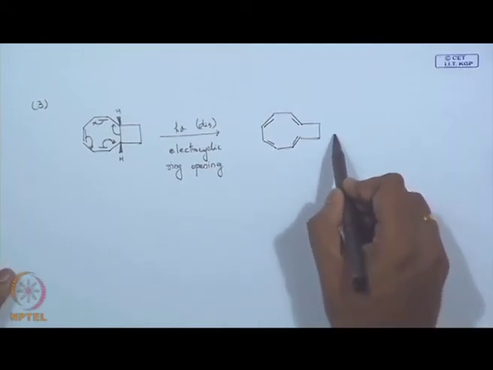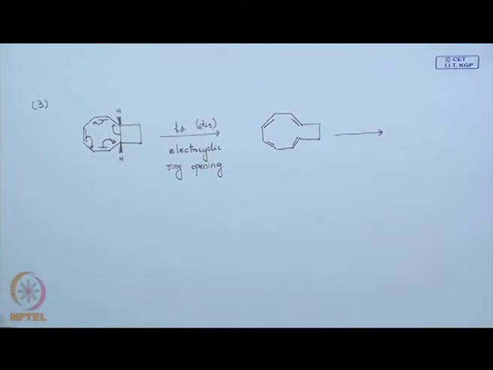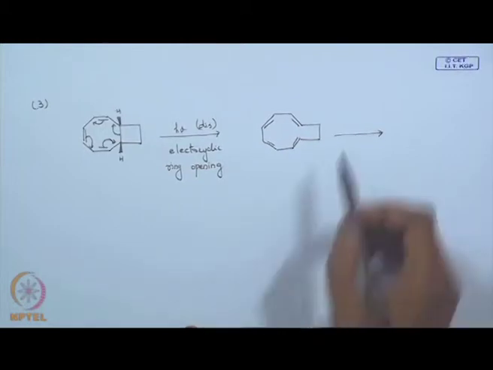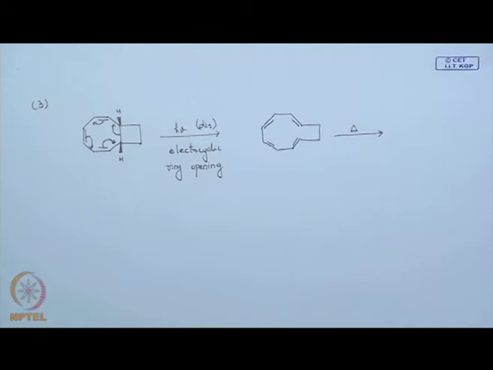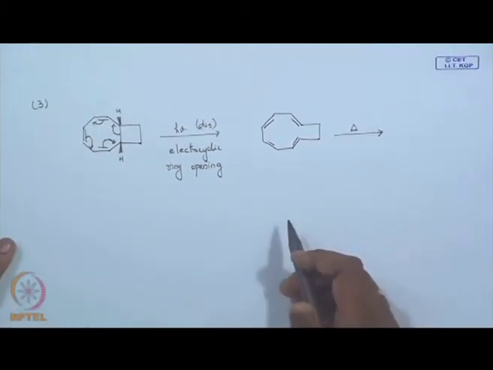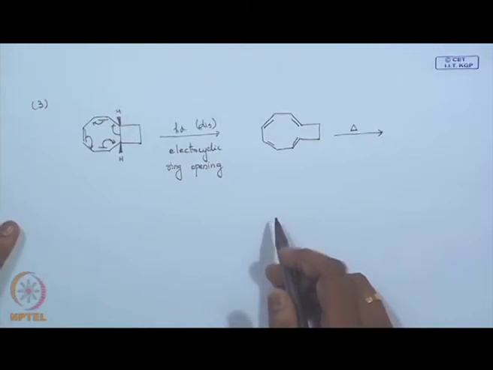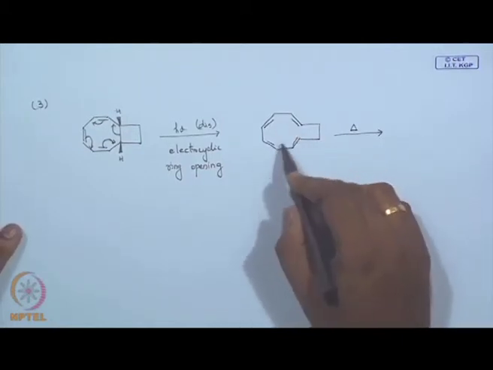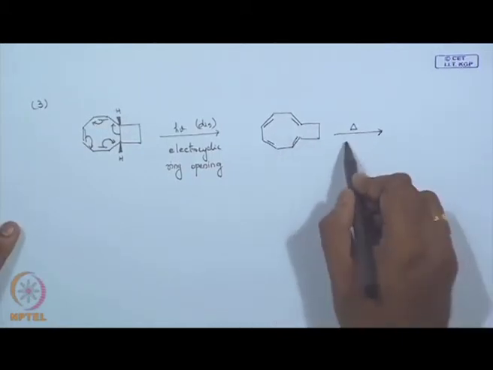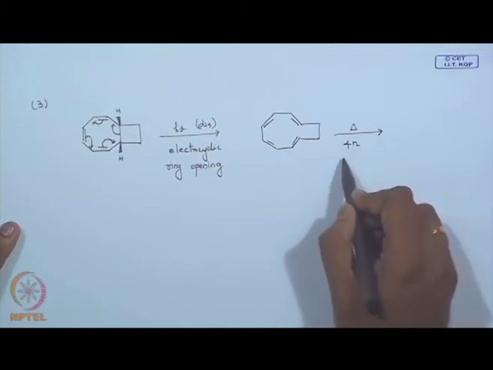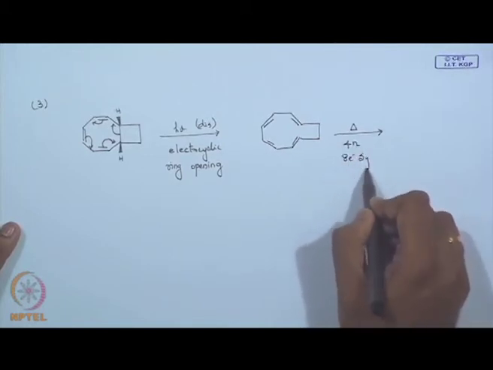Now, I have this molecule. Again I say that I have taken this molecule and I am going to heat this. What comes to your mind? Yes, it is nothing but a ring closure. So, what system is it? It is an 8 electron system, so it is 4n, right?